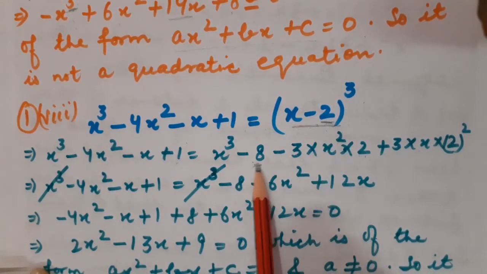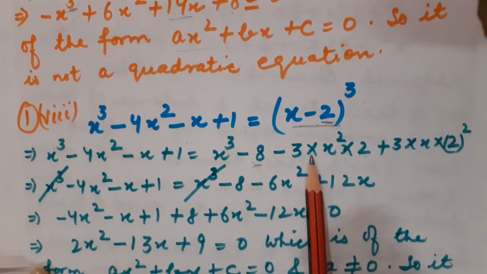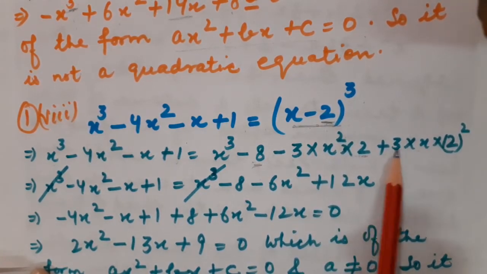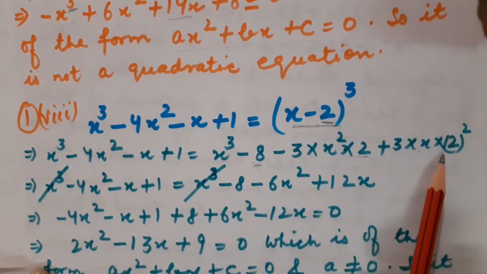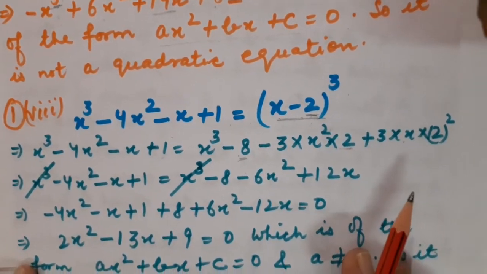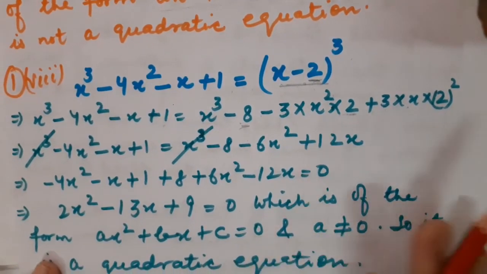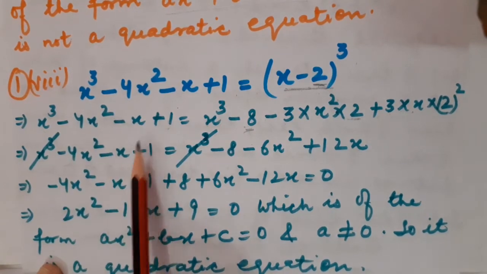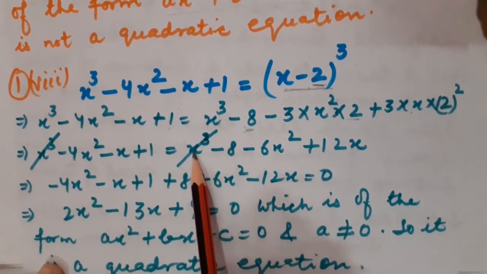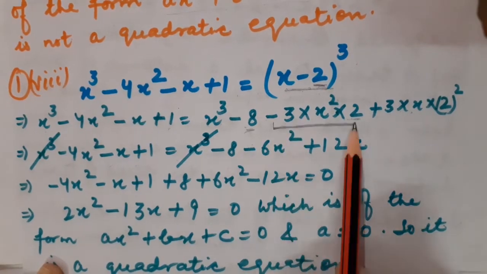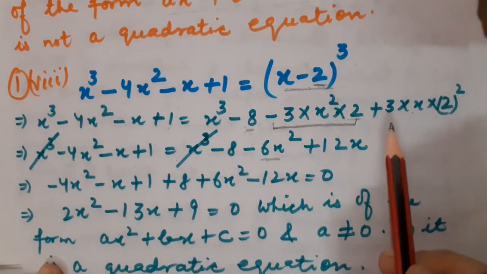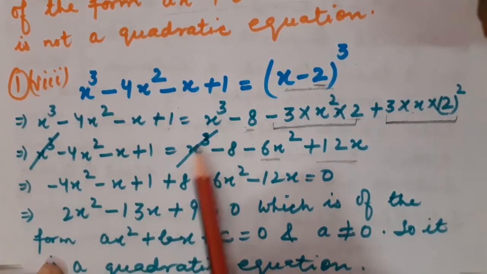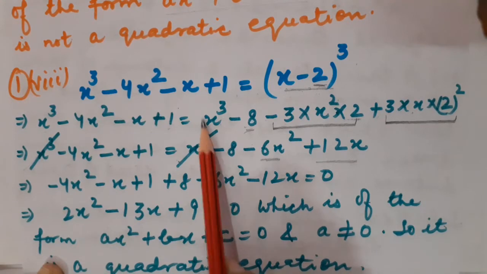Okay. So this has become x cube minus, what is b? That is 2. So 2 cube will become 8, minus 3 into a square, that is x square, into 2, that is b, plus 3 into a is x, into b square. What is b square? That is 2 square. Correct, children? Okay. Now simplify. This is x cube minus 4x square minus x plus 1 is equal to x cube minus 8. It would become minus 6x square. And it would become plus 12x.